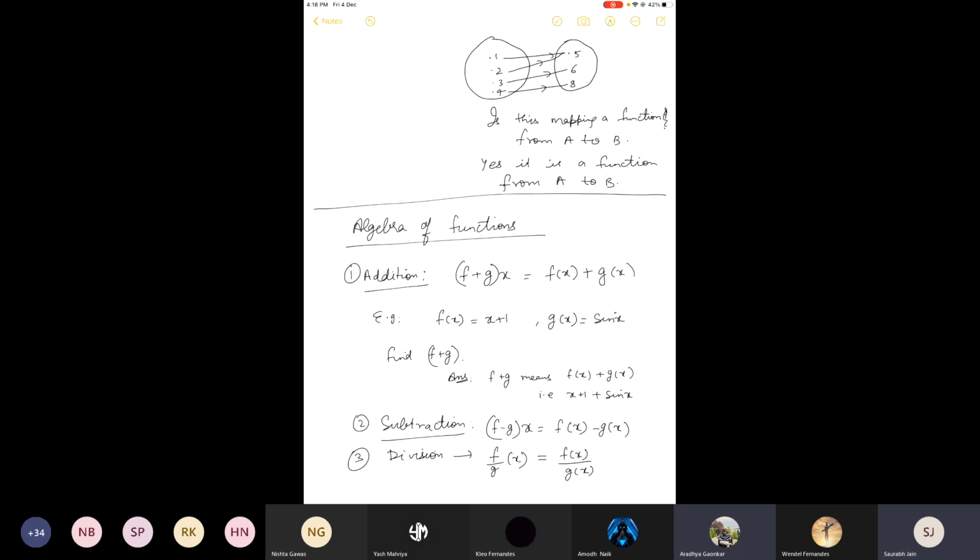1 has image 5, 2 has image 5. Each element is having only one image in another set. Simple. So 1 has only one image, that is 5. 2 has only one image, that is 5. The same number can be the image of two different numbers. It is okay. But we should look from set A to set B. In set A, every element must have one and only one image in another set. And that is happening here. 1 is having image 5, 2 is having image 5, 3 is having image 6, 4 is having image 8. That is what a function is. Okay, sir. Understood, sir.